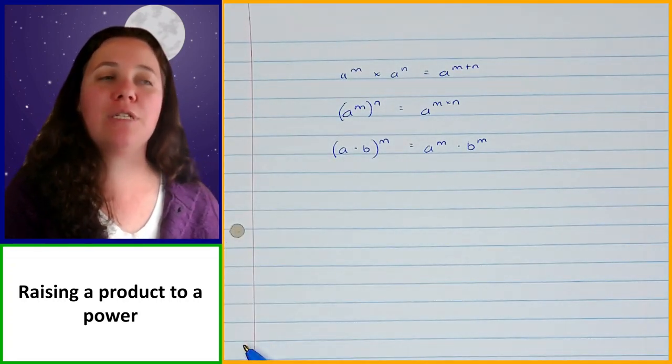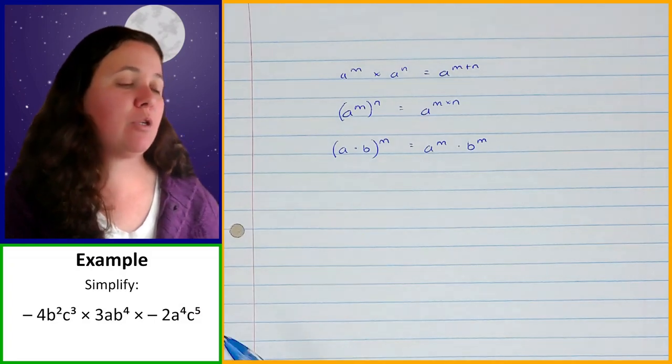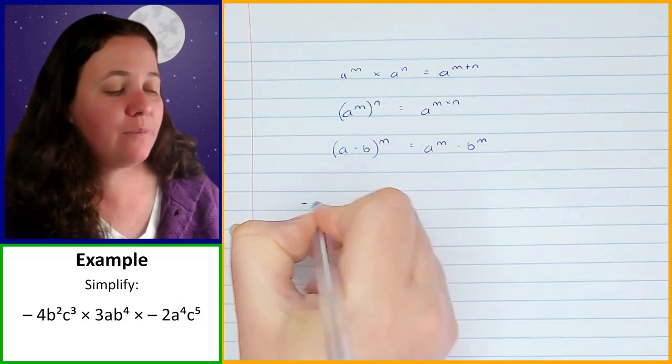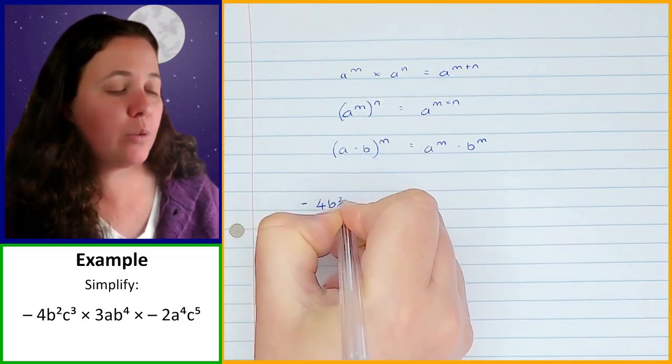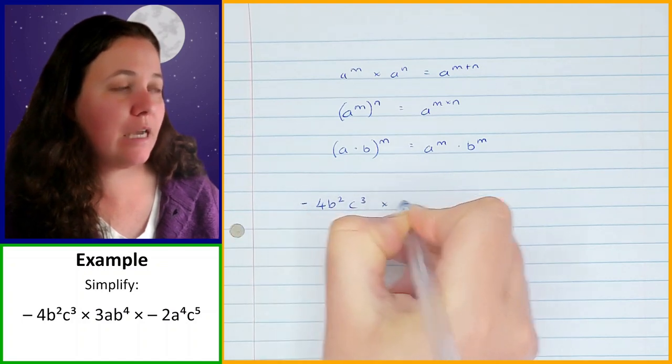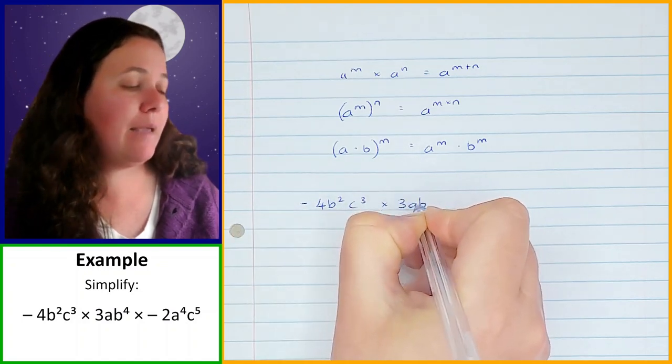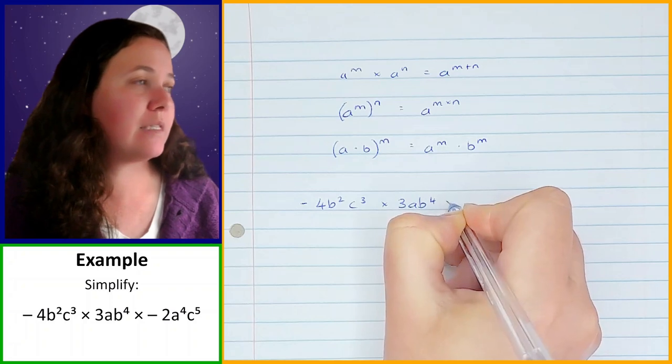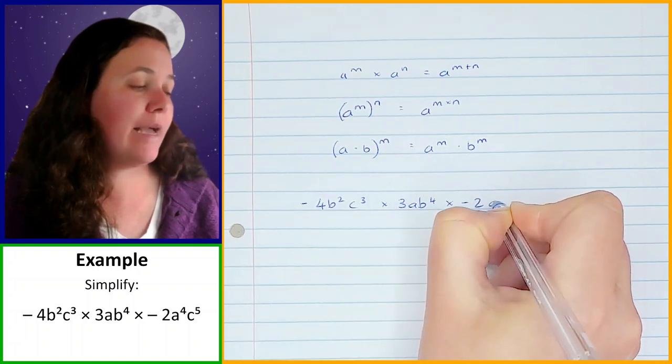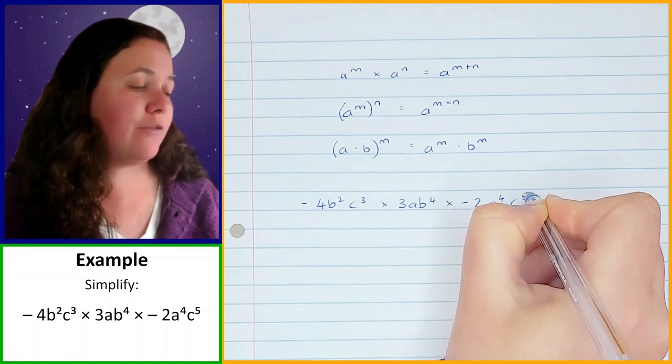Let's have a look at the first example we're going to be doing, which is this one over here. We've got negative 4b squared c cubed times 3ab to the power of 4 times negative 2a to the power of 4 c to the power of 5.